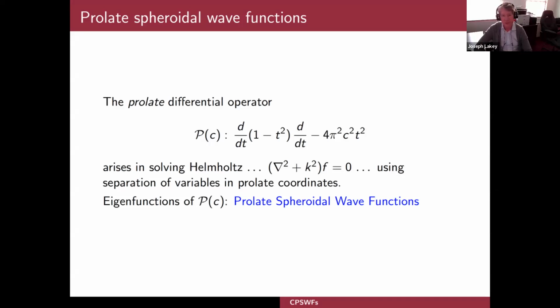So that's the beginning. After separation of variables in what you could call prolate coordinates, one gets a one-dimensional differential operator that I'll call P sub C, d by dt, 1 minus t squared d by dt. And I am putting a factor 4 pi squared in front because I went to the Benedetto school and was told to always incorporate 2 pi in the Fourier transform. So it's there. And the eigenfunctions of this operator are the prolate spheroidal wave functions for the, sometimes called, bandwidth parameter C.